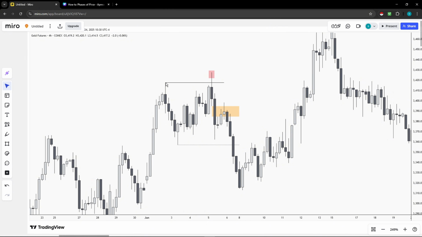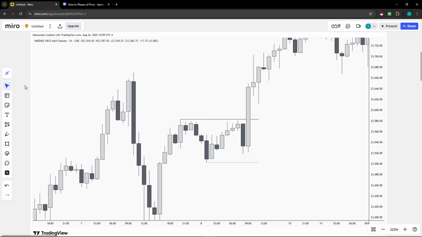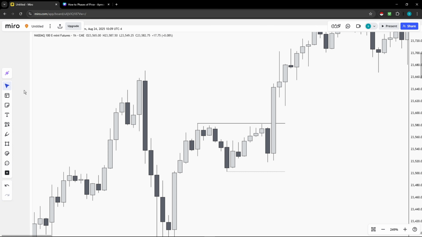As we see here, we have the high and the low marked out. We manipulate the high, create a manipulation, then we distribute lower, create a change in state of delivery, retrace back up, and then we distribute lower. Now we've seen a lot of manipulation examples. Now the breakout is the easiest one of them all.